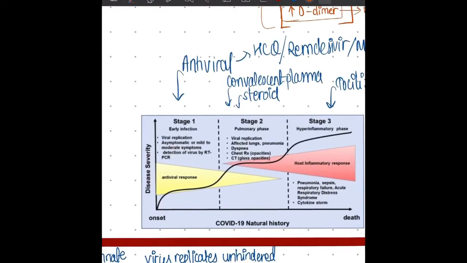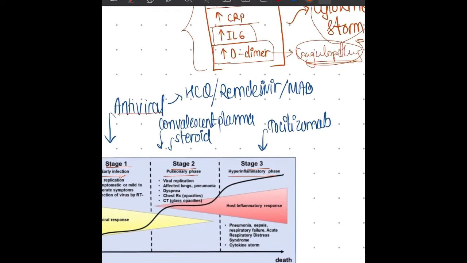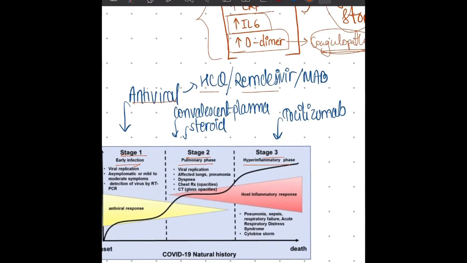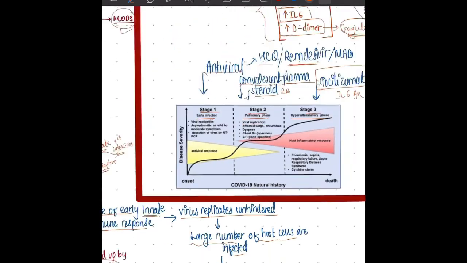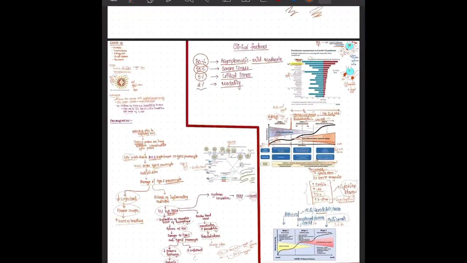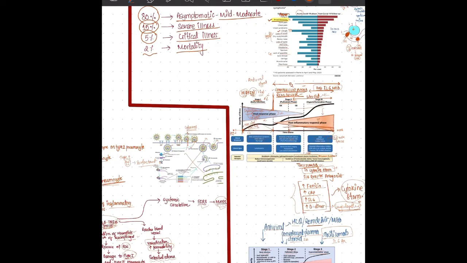It is the same thing given once again here. Stage 1, stage 2, and stage 3. Early infection, pulmonary phase, hyperinflammatory phase. In early infection, you can give antiviral like hydroxychloroquine, remdesivir, right? In stage 2, you can give convalescent plasma as well as antiviral. Finally, from stage 2B, you start steroid. And finally, if the patient goes in stage 3, you can try tocilizumab, which is helpful if the patient goes into cytokine storm. It is an interleukin 6 antagonist. It's a type of monoclonal antibody. So that would be clinical features of COVID-19 corresponding with their management.